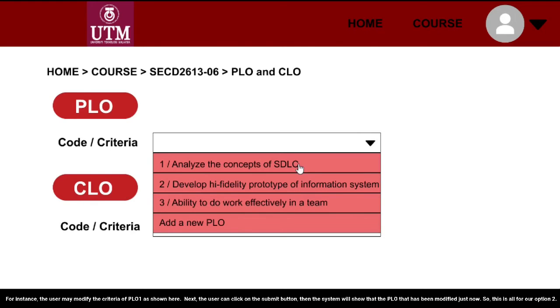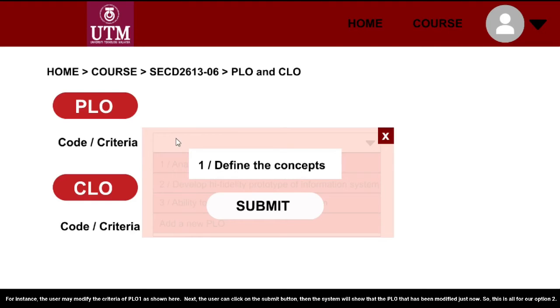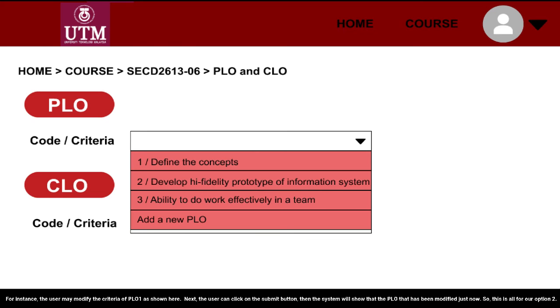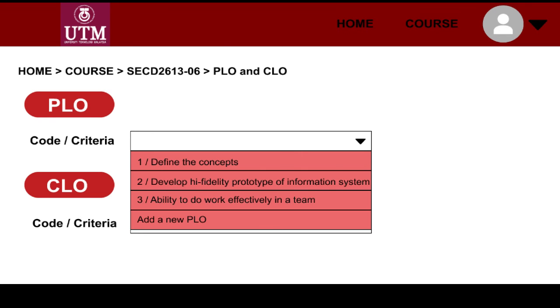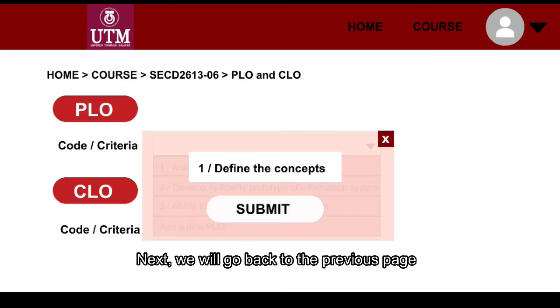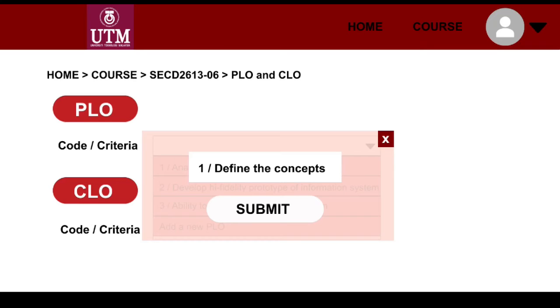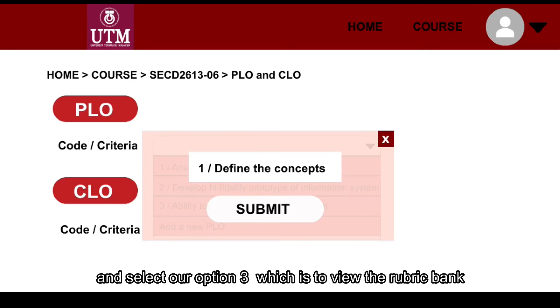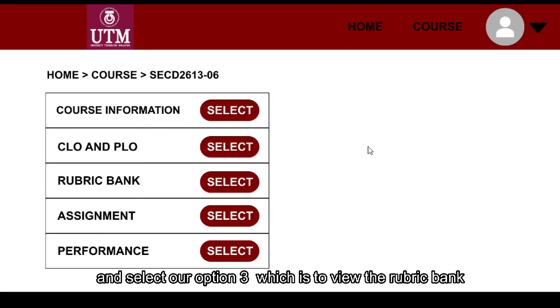For instance, the user may modify the criteria of PLO1 as shown here. Next, the user can click on the Submit button here. Then the system will show the PLO that has been modified just now. So this is all for option 2. Next, we'll go back to the previous page and select our option 3, which is to view the rubric bank.